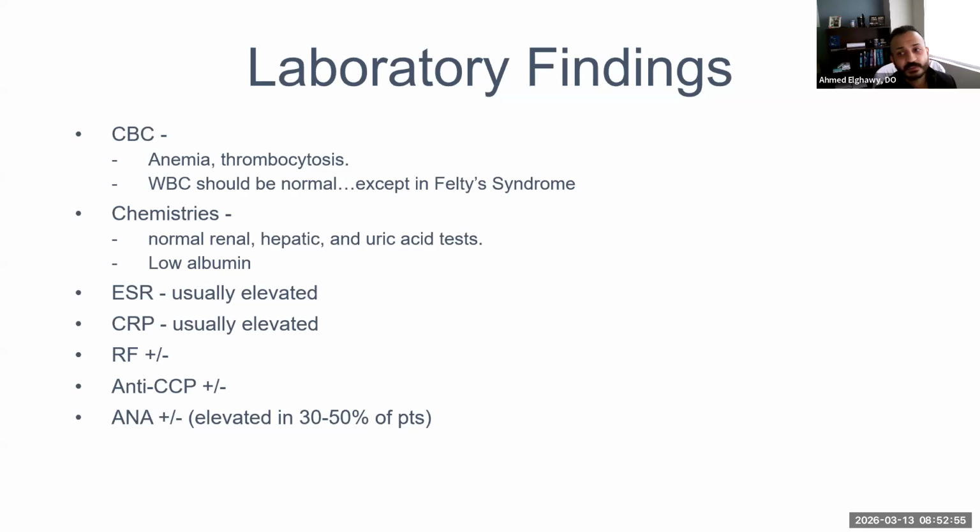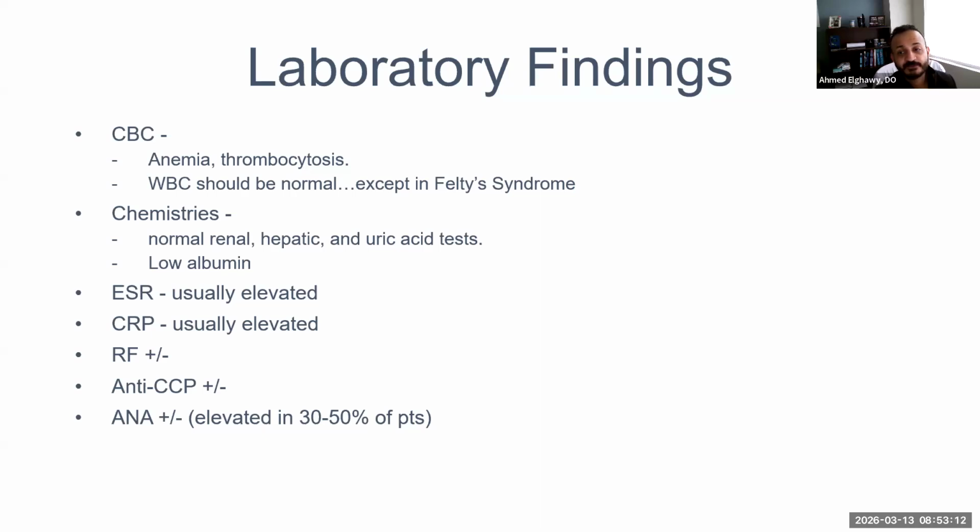Chemistry should be relatively normal. Sometimes in inflammatory conditions, you can have a low albumin. ESR and CRP are typically elevated in this disease. Rheumatoid factor and CCP can be positive or not. Same with the ANA. About 30 to 50% of patients with rheumatoid arthritis will go on to develop a positive ANA as well.